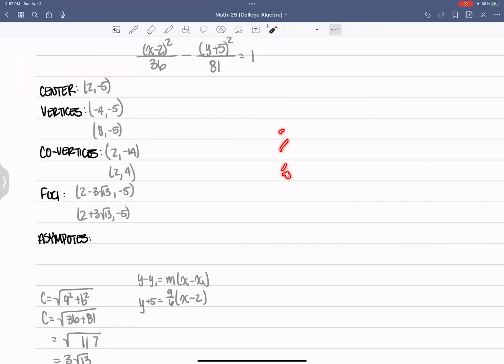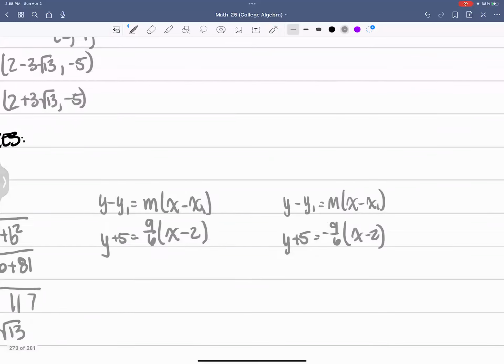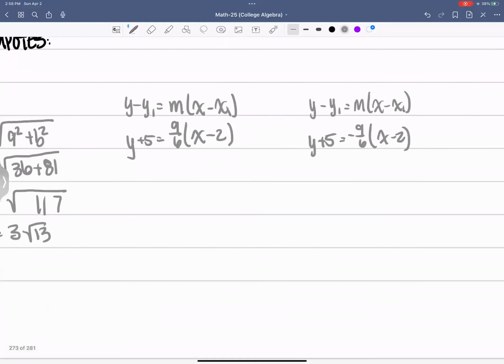But from the center, we went up, we went over, but we could also go up and over this way, making that negative. So we still have the same point. We're just multiplying this by a -1. So over here, the other equation, y minus y1 is equal to m times x minus x1. Y plus 5 is equal to -9 over 6 times x minus 2. So those are the two asymptotes that we're looking for.